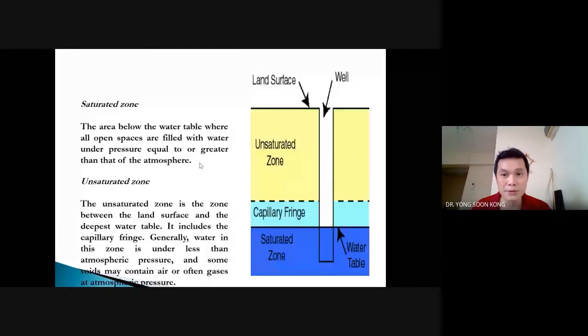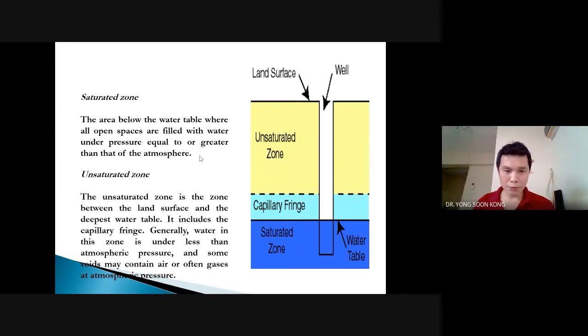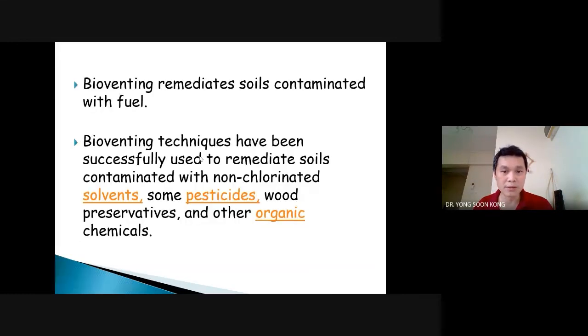Okay, so I'm going to the slide. So this is what it means by saturated and unsaturated zone. I believe we have seen this diagram before in the environmental sampling subject. And so you can see by yourself, yeah. I won't explain too much of these things, so I'm going to carry on.